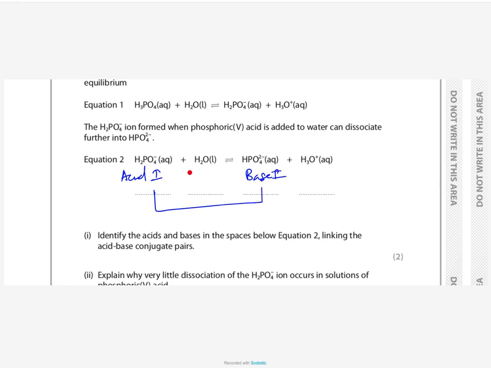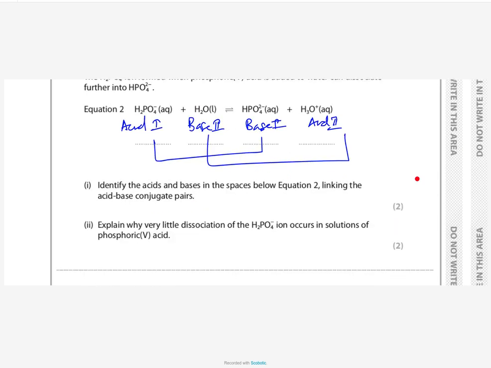This has taken H⁺, so it's base 2, and this, after taking H⁺, will act as acid. This is acid 2. So one is one conjugate pair, the second one is a second conjugate pair. When an acid gives H⁺, the left behind part is a base. It forms a new base. When the base takes H⁺, what is formed is the acid. Acid-base conjugate pairs always differ by a single proton.